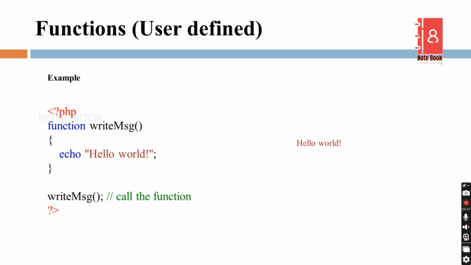So function is a keyword, and followed by writeMessage is the name of the function. So we can call the function using the below code like writeMsg, open close bracket, then semicolon. So this is what they call a function call.